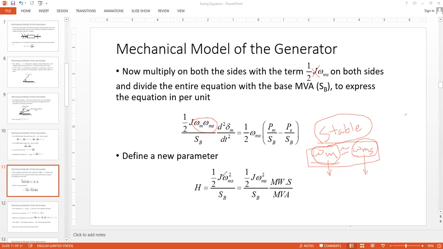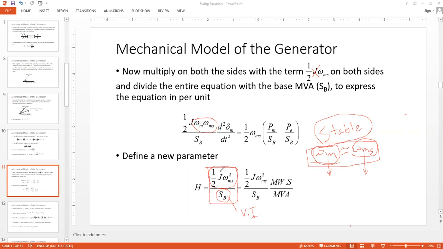Then we have j half divided by SB. And this portion, what do you have at the top? What should be the unit of this? What is this? This is power, right? This is MVA, volt ampere, voltage multiplied by current, simply volt ampere.